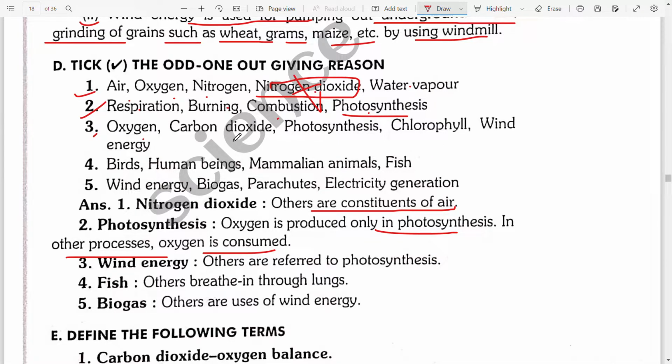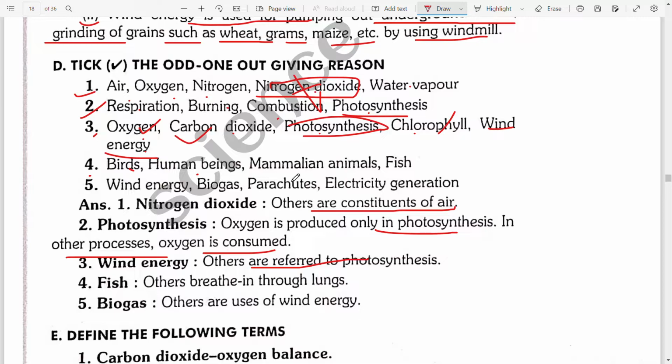Third: oxygen, carbon dioxide, photosynthesis, chlorophyll, wind energy. In this, wind energy is the odd one out. Why? Because the others are related to photosynthesis. Oxygen and carbon dioxide are related to photosynthesis. Chlorophyll is also a part of photosynthesis. But wind energy is completely different.